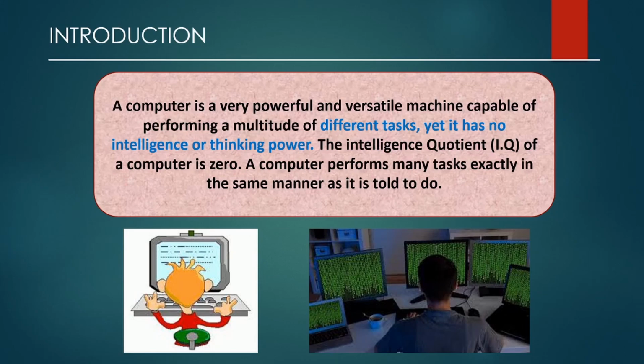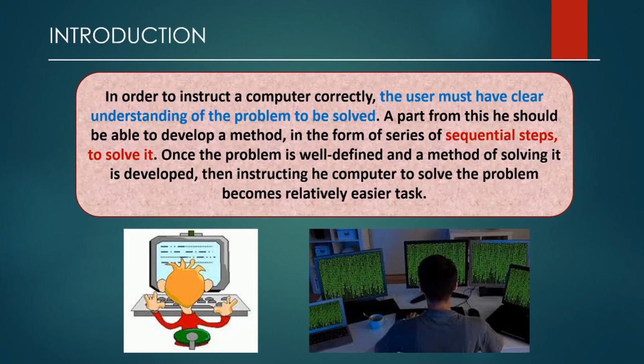So the intelligence of a computer is zero, in general, and a computer performs many tasks exactly in the same manner as it is told to do so. In order to instruct a computer correctly, the user must have a clear understanding of the problem to be solved. Apart from this, he should be able to develop a method in the form of a series of sequential steps to solve it. Once the problem is well defined and the method of solving it is developed, then instructing the computer to solve the problem becomes a relatively easier task.